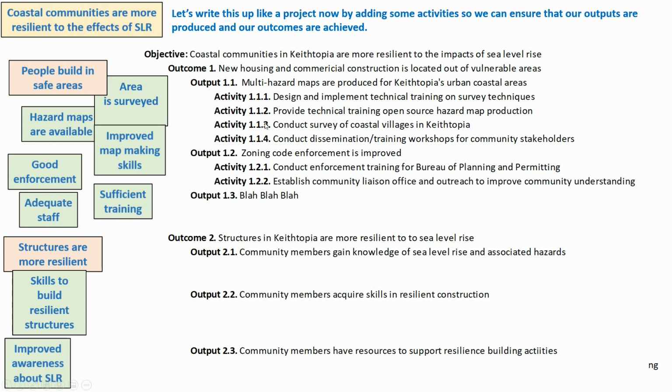So then we've got output 1.3, blah, blah, blah, do some more stuff. And the activity is here, do more stuff. I just put that as placeholders.